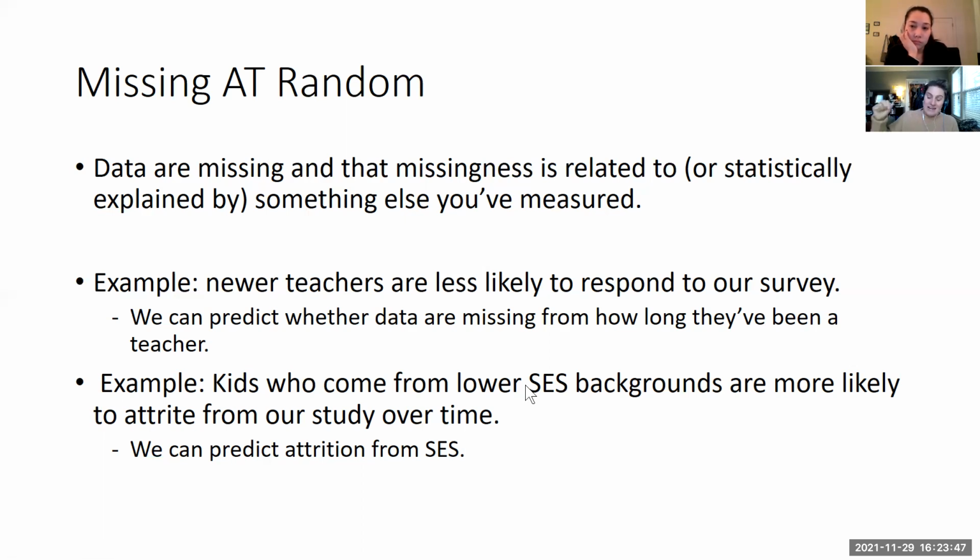In this case, it's not necessarily how they would have responded or how they would have done on our items if we had given them to them. It's because of this other third variable. So when you can predict why the data are missing, then the data are missing at random.